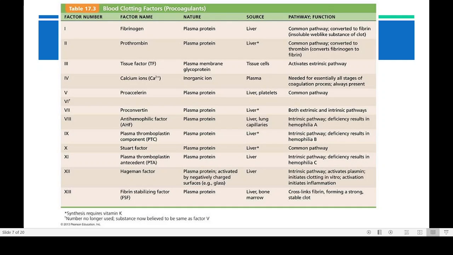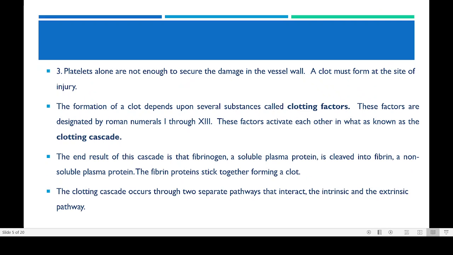Up to 13 clotting factors can be activated in a step-by-step manner. That process is known by the name clotting cascade. So there is a term called clotting cascade. The clotting process takes place in a sequential manner, and that sequential manner is known as the clotting cascade.